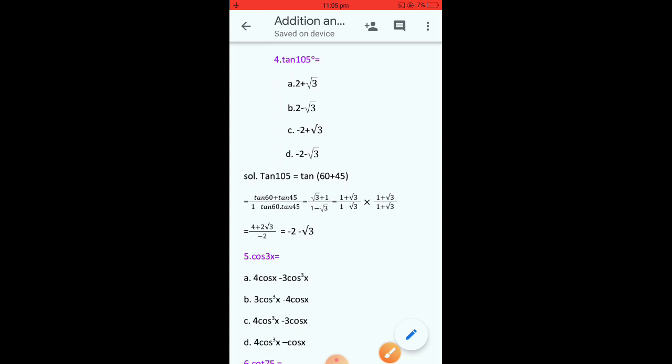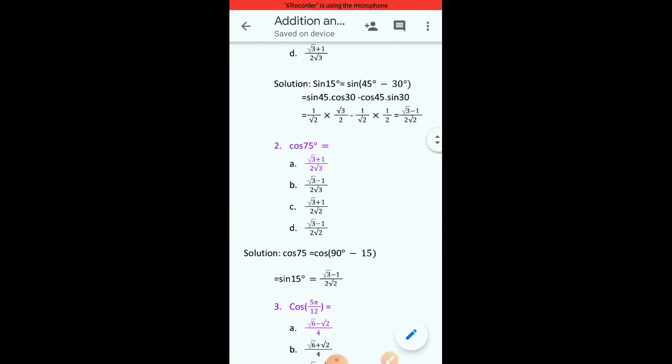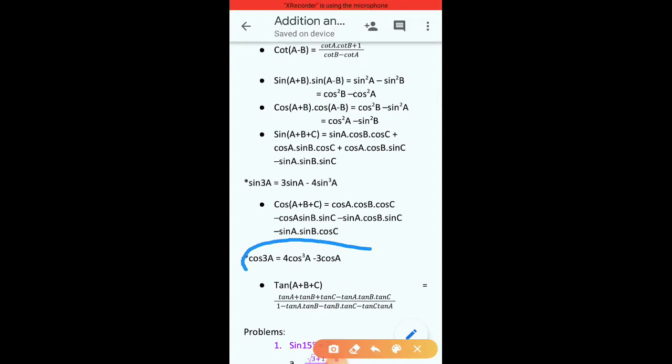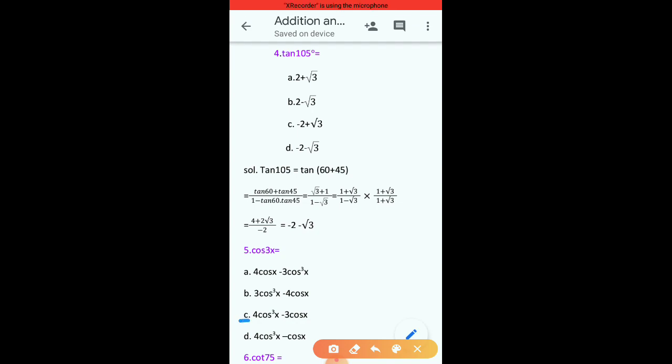If you remember, then we have the formula. From here you can see cos 3a is equal to 4 cos cube a minus 3 cos a. So similarly we can write for x, cos 3x is equal to 4 cos cube x minus 3 cos x. That means option number 3, option C, is the correct answer.